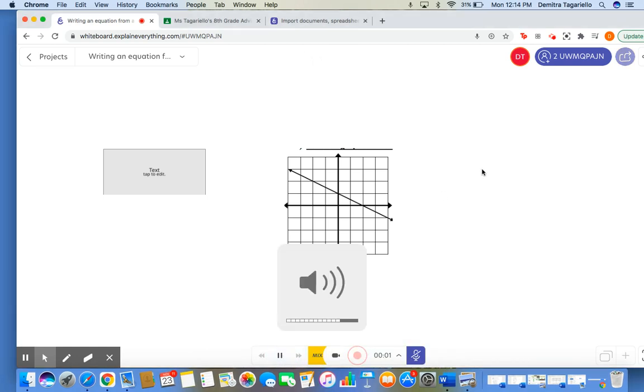Okay guys, what I'm going to do right now is show you how to look at a graph and find an equation identifying the rate of change and the y-intercept. So first step is to start with y equals mx plus b. I always write that down and identify what m equals. M equals slope, b equals y-intercept. So I do not get confused.